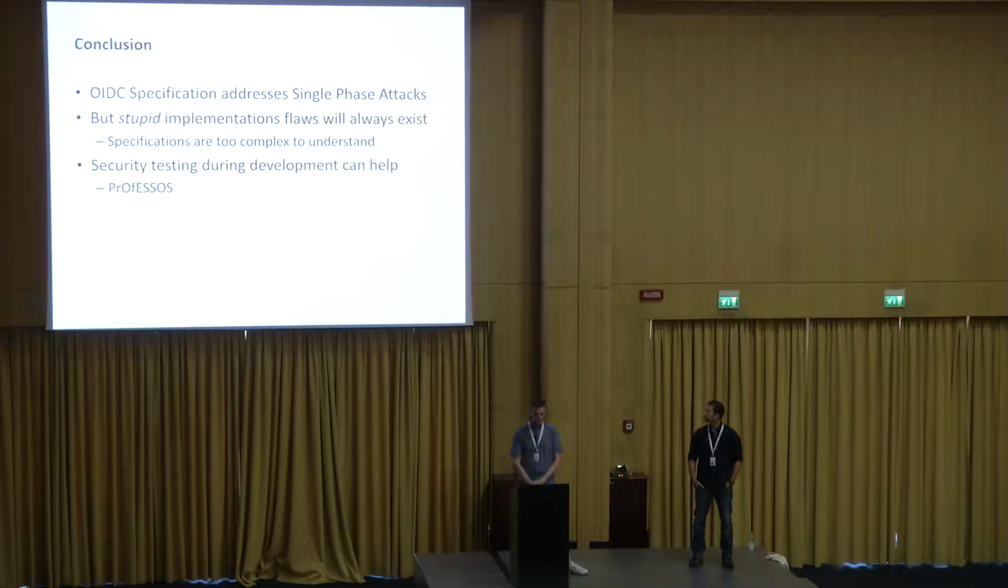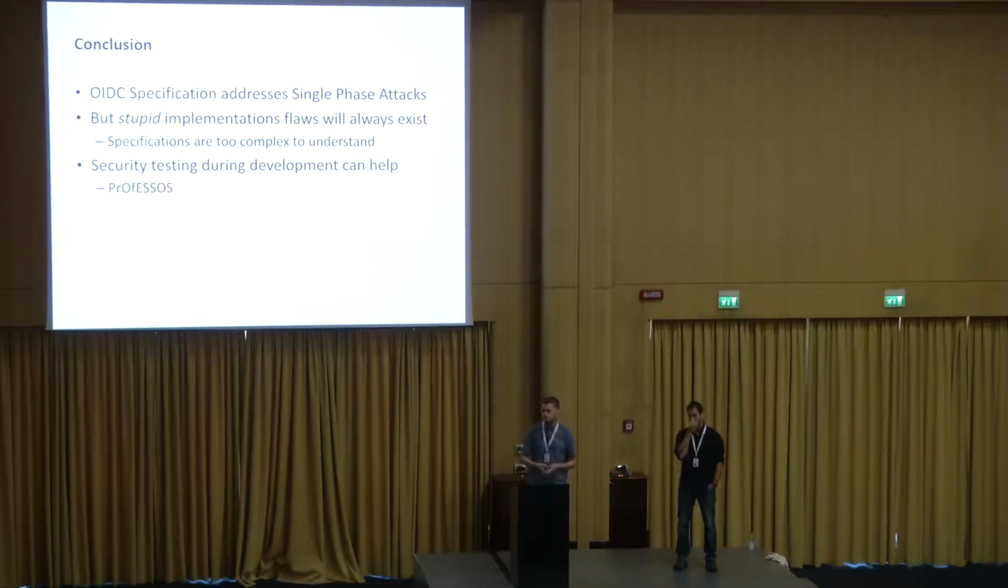So to sum this up, the OpenID Connect specification addresses single-phase attacks, but I think it's very easy to say that stupid implementation flaws will always exist. We had this nice keynote by Charlie, who also talked about bugs. So I think we will always see bugs, and by using a security testing approach during development, which can be repeated, so that a new version of a library can always be tested, we think that's the best way to improve the security of an important single sign-on protocol or of implementations in general.